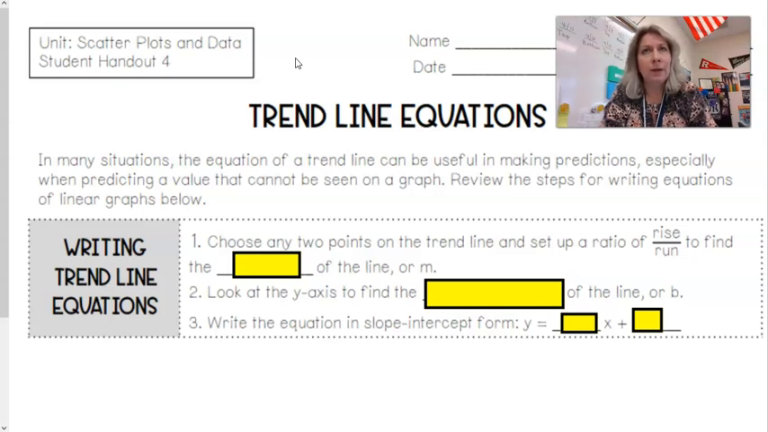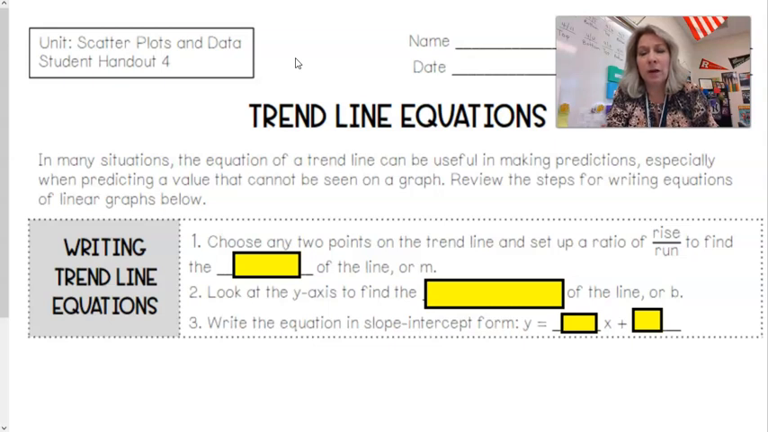could be in an association where there's a straight line effect, either a positive correlation or association, or a negative association or correlation. So we're going to look at how the dots are appearing, whether they be sloping upwards or downwards, to create a trend line for a scatter plot. In many situations, the equation of a trend line can be useful in making predictions, especially when predicting a value that cannot be seen on a graph.